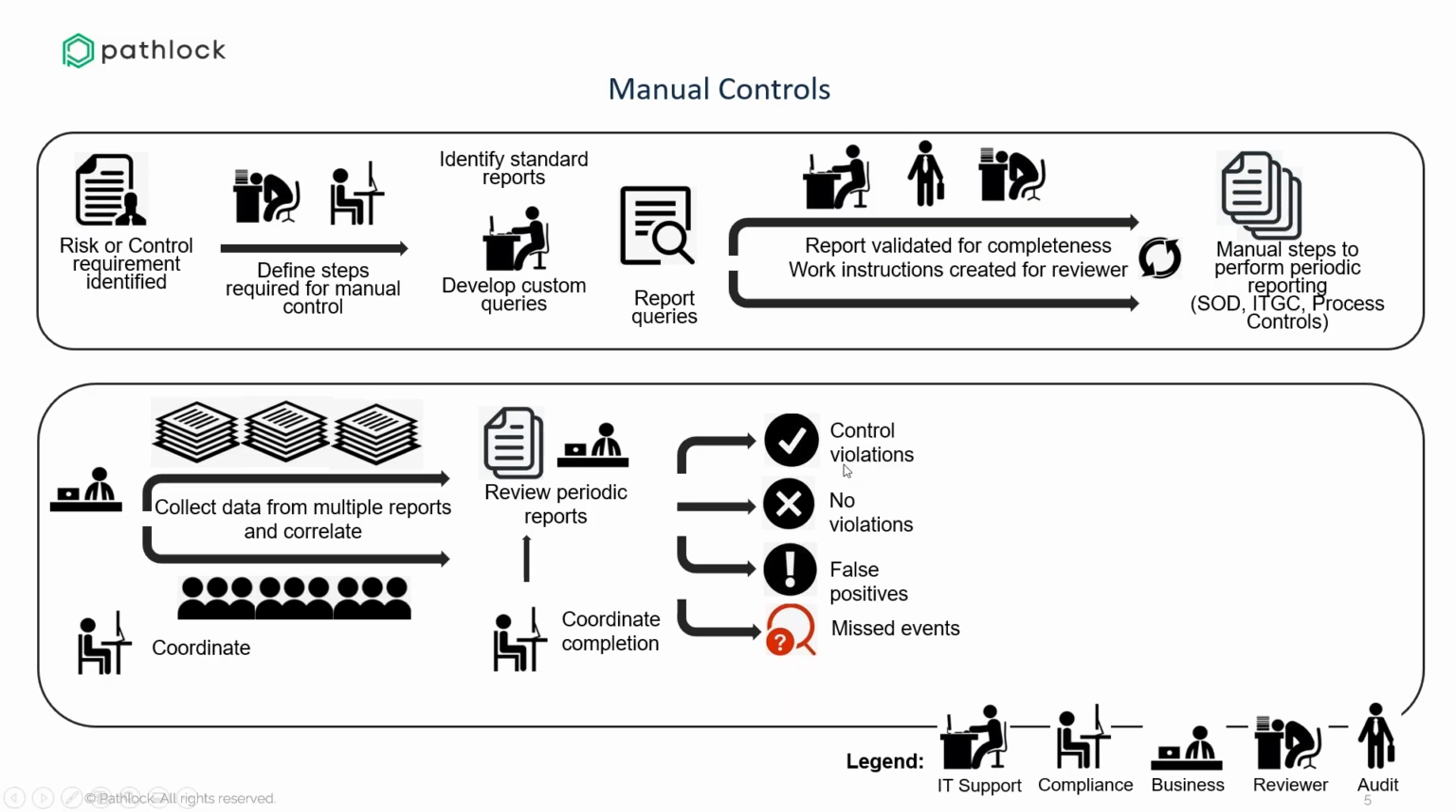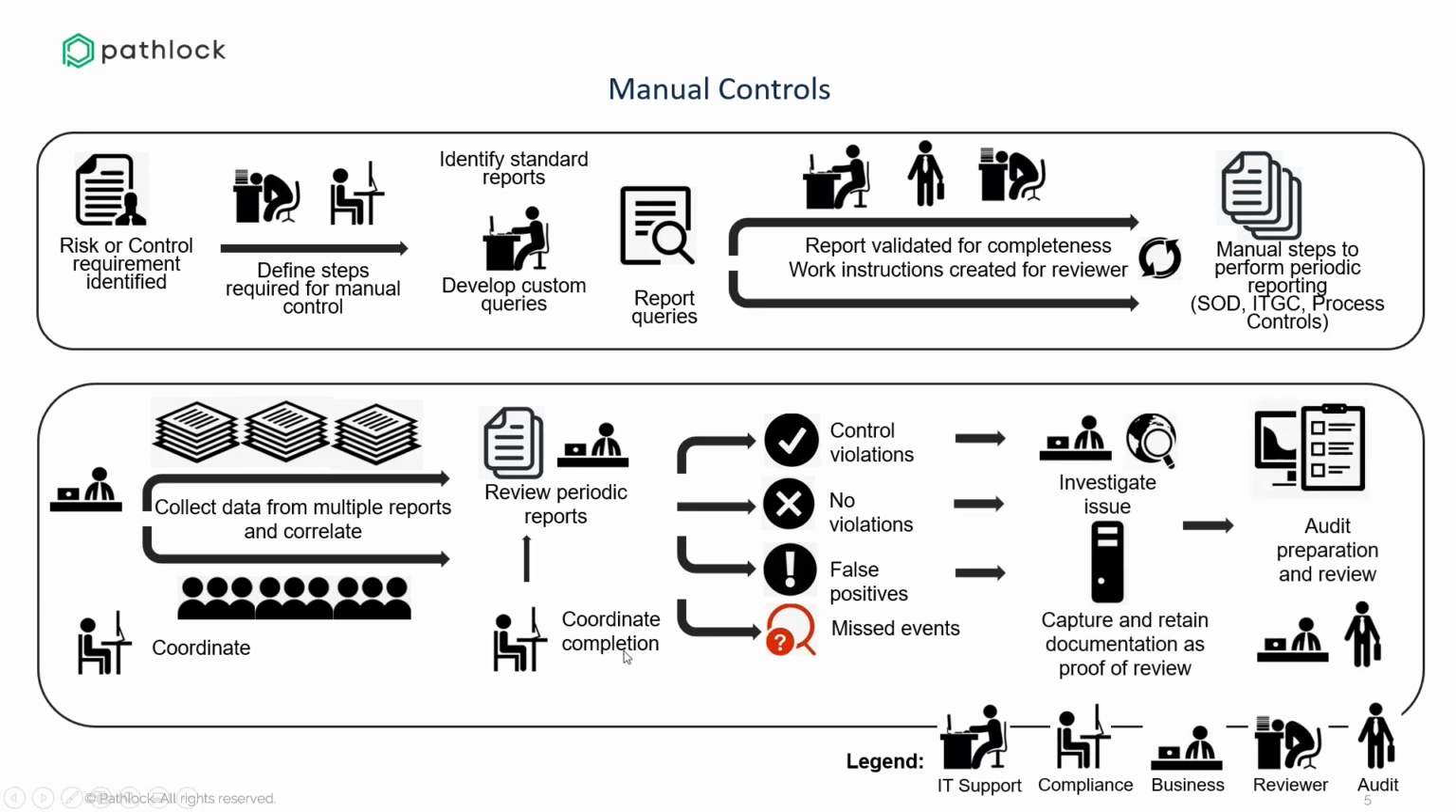Are there any control violations? Are there no violations, so we're good? Are there false positives? How do we interpret that? Are there missed events within this? Then you have to have a remediation process. If there is a violation, or no violations, or false positives, then we have to investigate what those all mean, right? We have to capture and retain the documentation as proof of our review. So from a compliance standpoint, it has to be documented within a system, or in this case, manually.